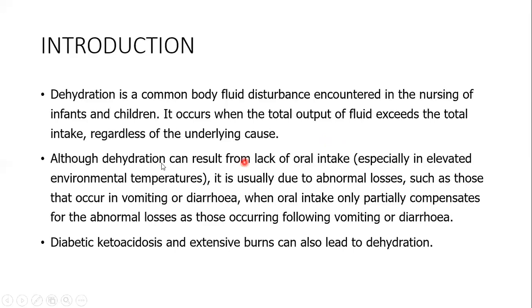Although dehydration can result from lack of oral intake, especially in elevated environmental temperatures, it is usually due to abnormal losses, such as those that occur in vomiting or diarrhea. The main component of vomit and diarrhea is water, hence it can lead to dehydration, when oral intake only partially compensates for the abnormal losses. Diabetic ketoacidosis and extensive burns can also lead to dehydration.